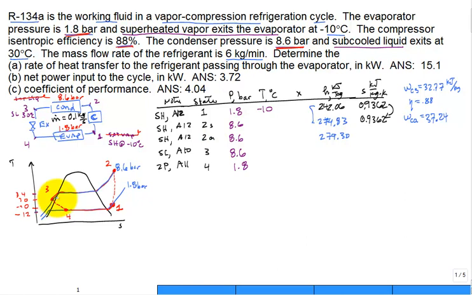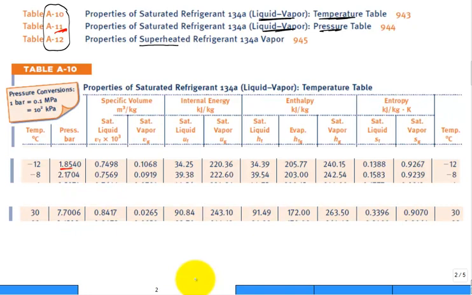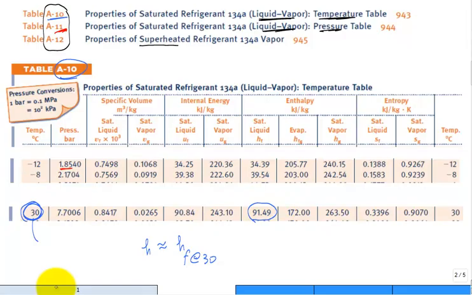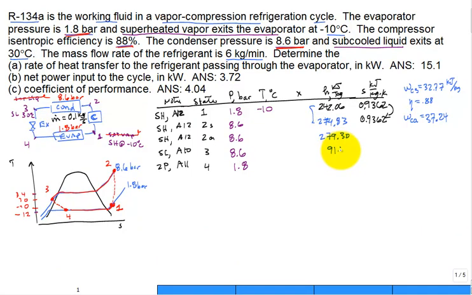Okay, so a little bit of work there analyzing the compressor, but we got our enthalpy at 2 actual. Now we get our enthalpy at 3. Well, it's subcooled liquid. We're going to use table A10, and it's coming out at that temperature of, I'm sorry, not -30, 30 degrees. So at 30 degrees, our enthalpy is H of F at 30, and so we bring over here, and it's 91.49 kilojoules per kilogram.